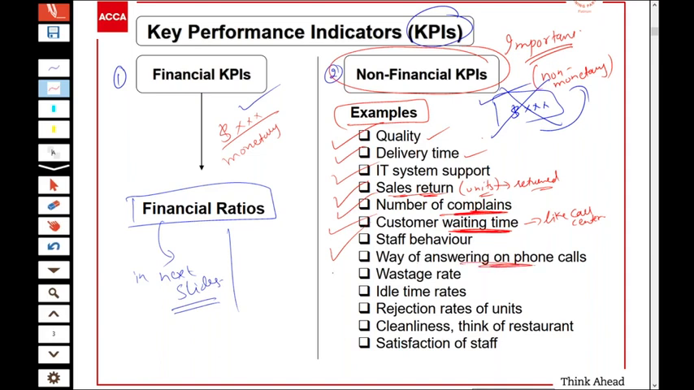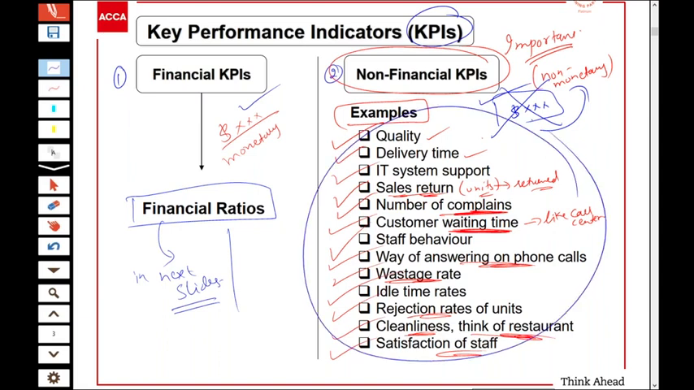Way of answering phone calls. Wastage rates, idle time rates, rejection rates. Cleanliness, think of a restaurant. Satisfaction of the staff. These are all non-financial aspects of the performance which are noticed, and then you are able to say whether the performance is good or not. So these are a few non-financial KPIs, and there are many more.